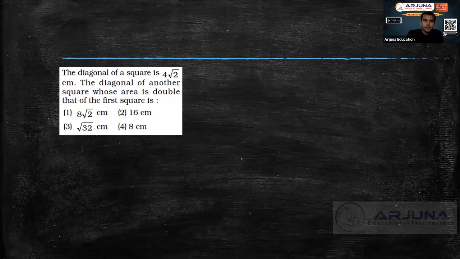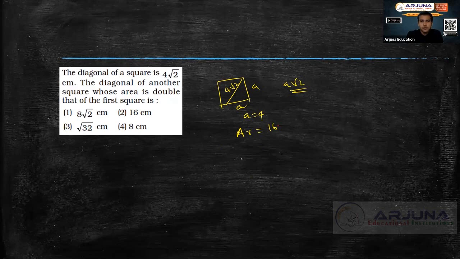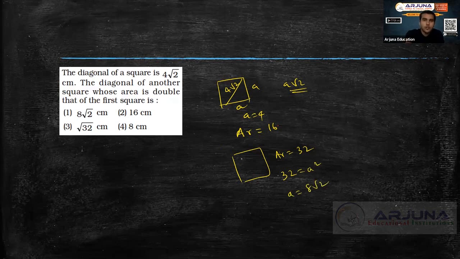So you have a square, and the length is 4 root 2. If the side is A, then A root 2 will be the diagonal. So A equal to 4. A equal to 4 means the area of this small square is 16. Then the bigger square's area should be equal to 32. So 32 should be equal to a square, that means a equal to 8 root 2. Okay, simple. We'll go to the next one.